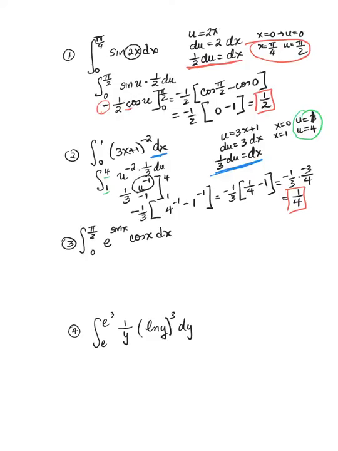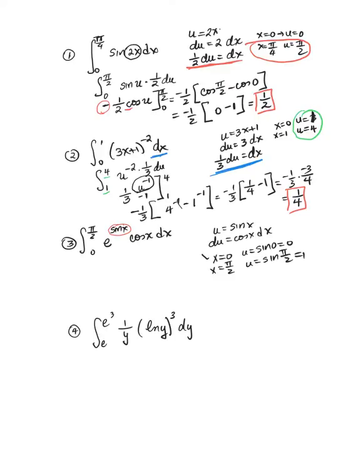Okay, here's another u substitution. The u is the exponent. So u is sine x. Du equals cos x dx. And then when x is 0, u is sine 0, which is just 0. And when x is pi over 2, u is sine pi over 2, which gives me 1.